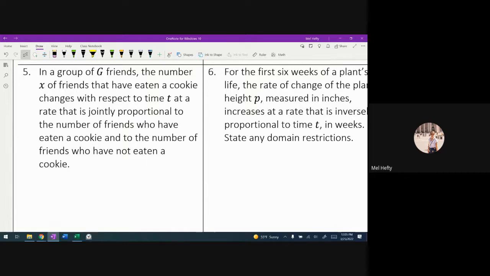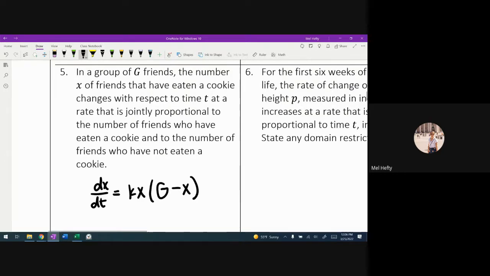Okay. All right. Does anyone know the derivative side, the rate of change side? What's that going to look like? dx/dt. I like that. Anyone know anything that's going to go on this side? Whoa. Okay, that's a lot. So I like the constant of proportionality. What does x represent? Number who have eaten the cookie. And then what did you say for the last part? G minus x. Does that make sense? We got G total friends, x have eaten the cookie, so the ones that haven't, G minus x.